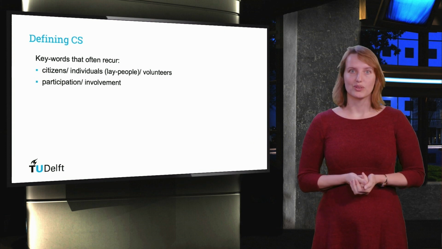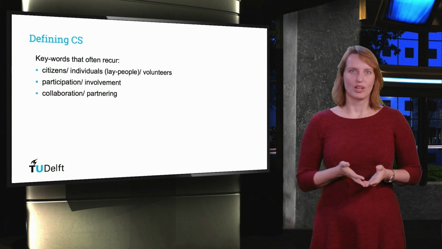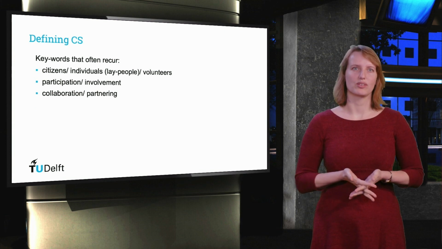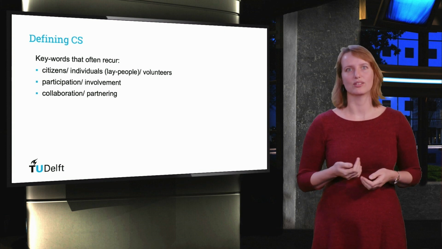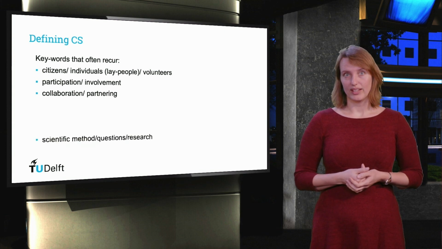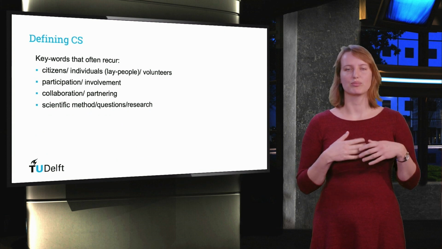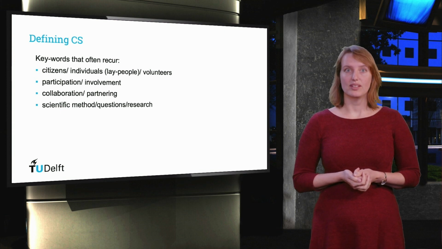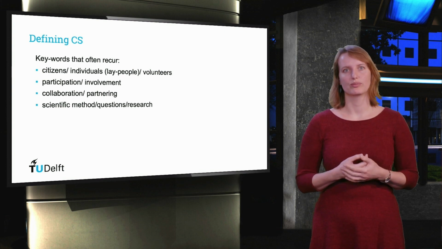You can furthermore notice that I grouped participation and involvement together, and after that, collaboration and partnering. The way you describe how you work together with citizens immediately defines things like hierarchy and the way of realizing the research project. We will get back to this later. Finally, all definitions agree about the word scientific, whether it's a scientific method, question, or research. This is important because indeed, whatever you create with citizen science, it should uphold scientific standards.